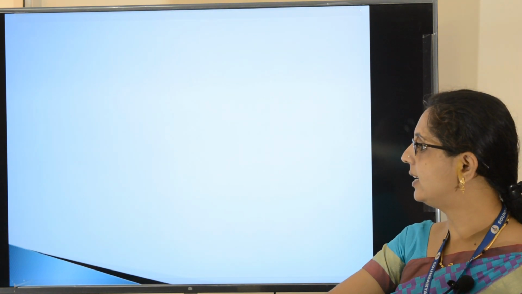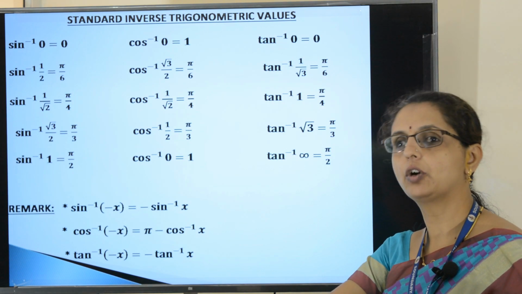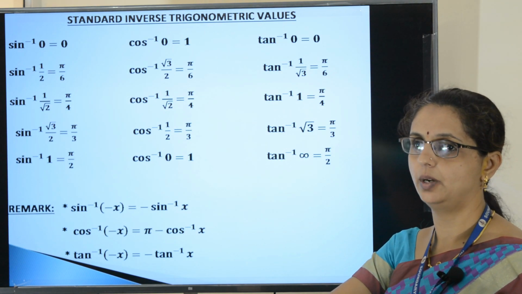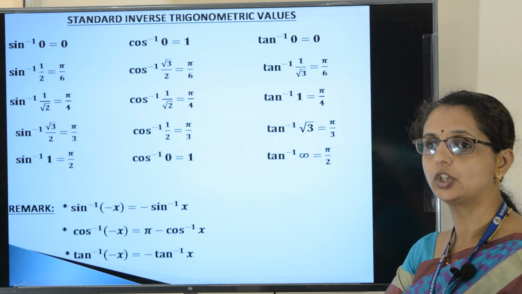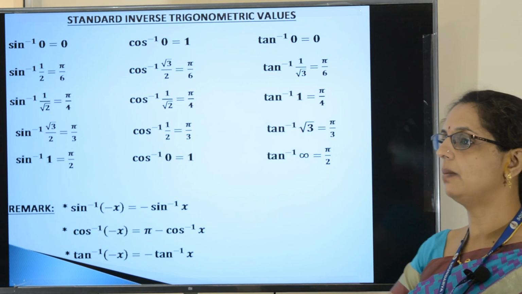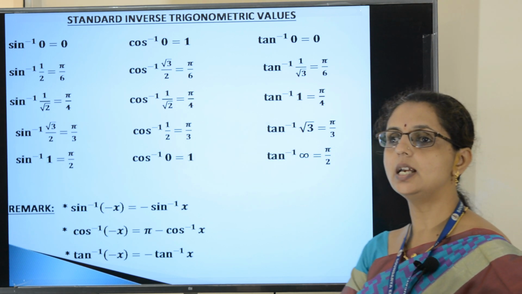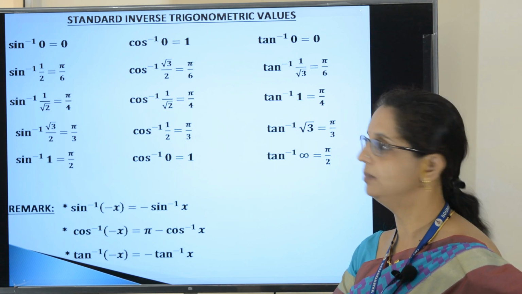So now let us move on to a few tricks before we start today's class problems on basic problems on inverse trigonometric functions. What are those? I have just made a table so that it will be easy for you all to memorize and solve the problems quickly.